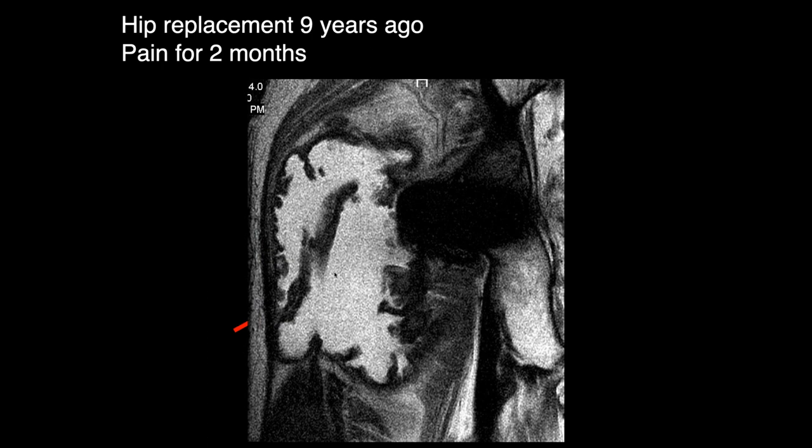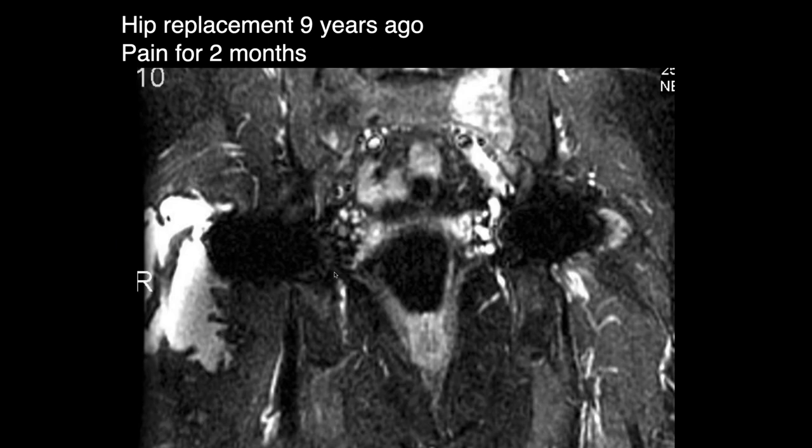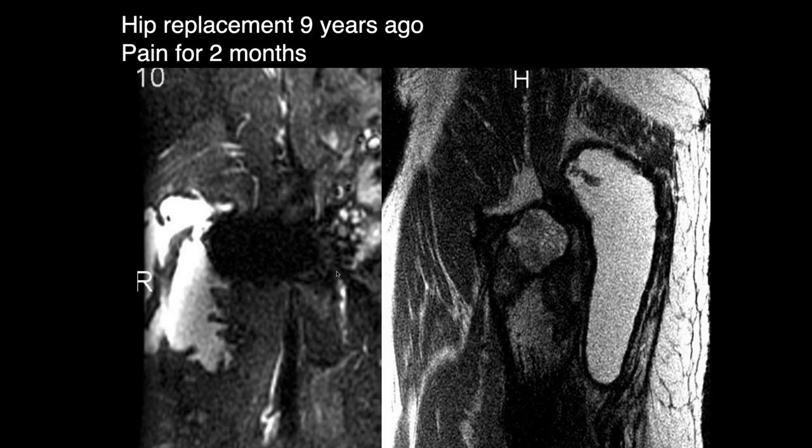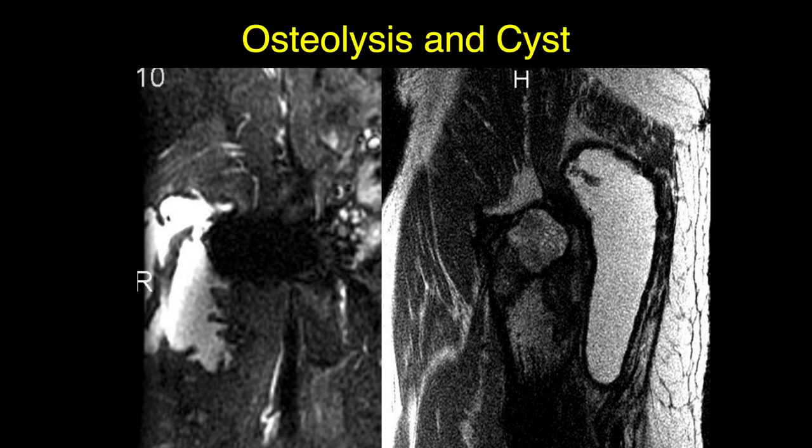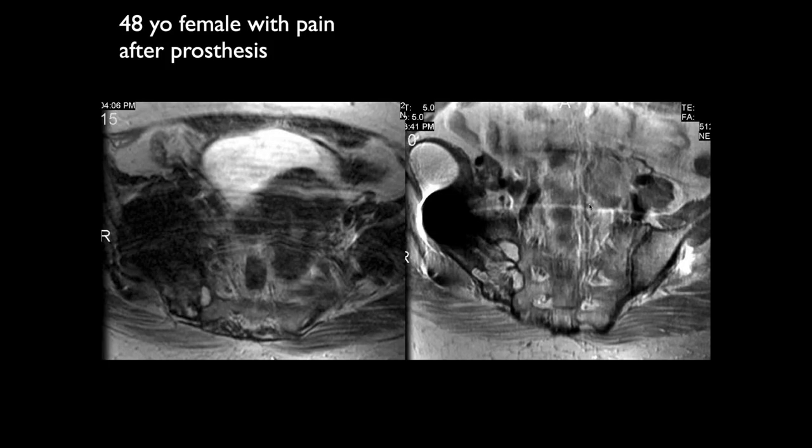Okay, so on fluid-sensitive sequences, we see this large irregular periarticular fluid collection with really thick-walled, hypointense thickening of the walls, like synovial thickening. So that could be something like an ALVAL-type lesion, producing osteolysis of the bone as well as a large inflammatory cystic collection. Okay. The body hates foreign bodies.